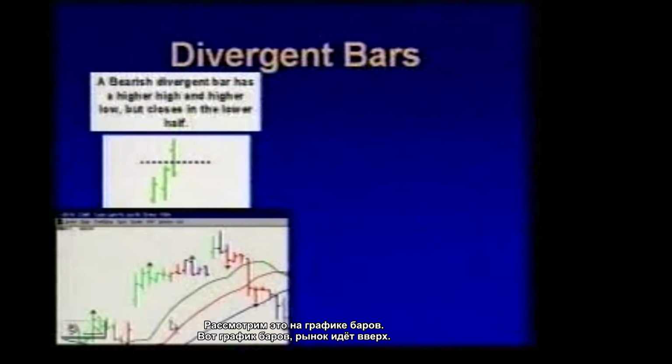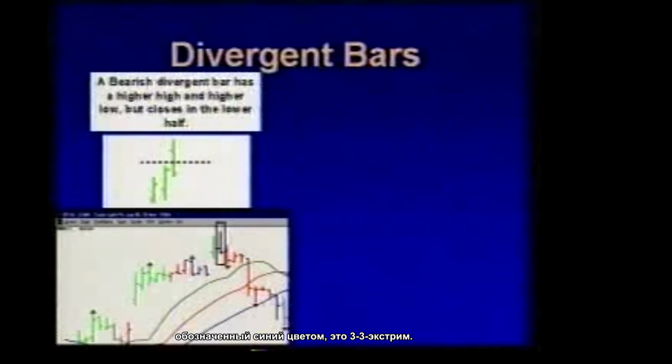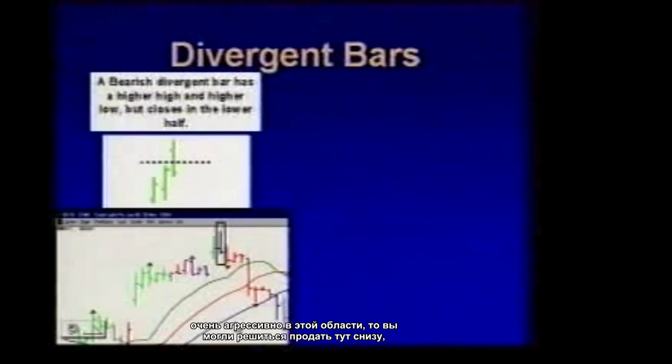Here we have a bar chart, and the market is coming up. The new information pushes it away from the alligator. It comes back toward the alligator, then some more new information comes up, and look what we have here. We have a bearish divergent bar. Not only is it a bearish divergent bar, it's also a squat bar, as signified by the blue color, and it's a 3-3 extreme. Remember from the novice level and from our first book, Trading Chaos, this is an important squat. So if you were very, very aggressive in this area, you might choose to sell the bottom of this, even though you're going back in and you might normally be feeding the alligator.